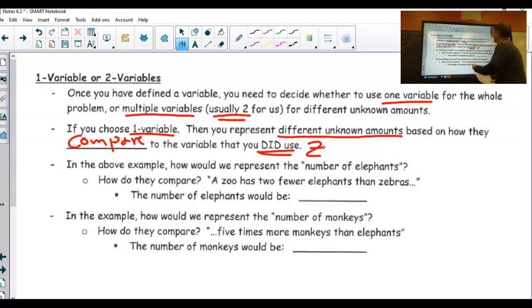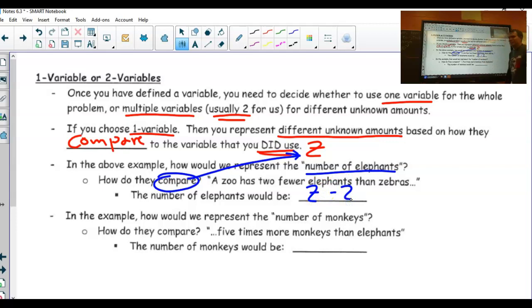Let's look. In the above example, how would we represent the number of elephants? Well, we would look at how they compare to Z. They told us in the problem that a zoo has 2 fewer elephants than zebras. So the number of elephants would be the number of zebras minus 2, because there's 2 fewer elephants than zebras. Whatever the number of zebras is, the number of elephants is that number minus 2.